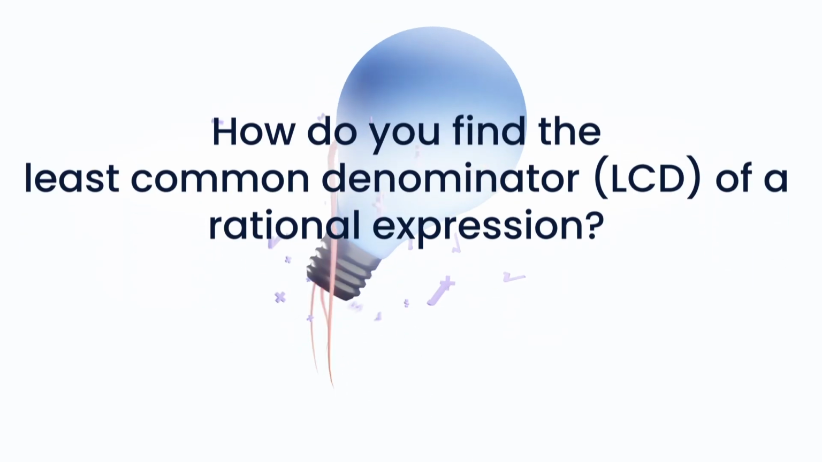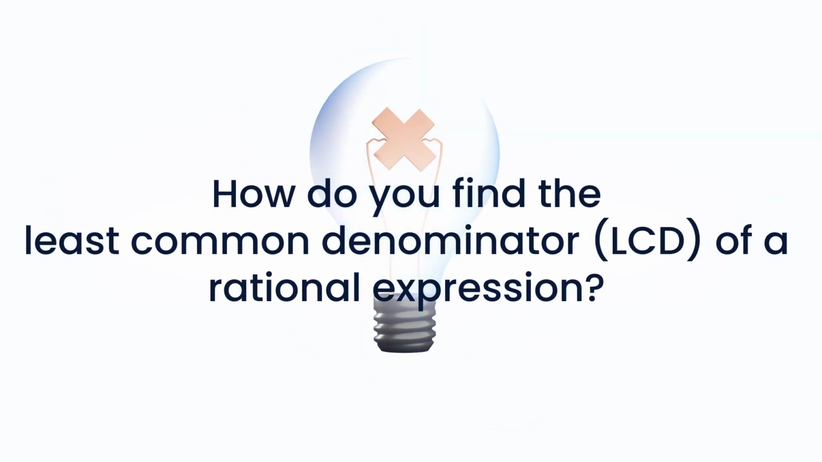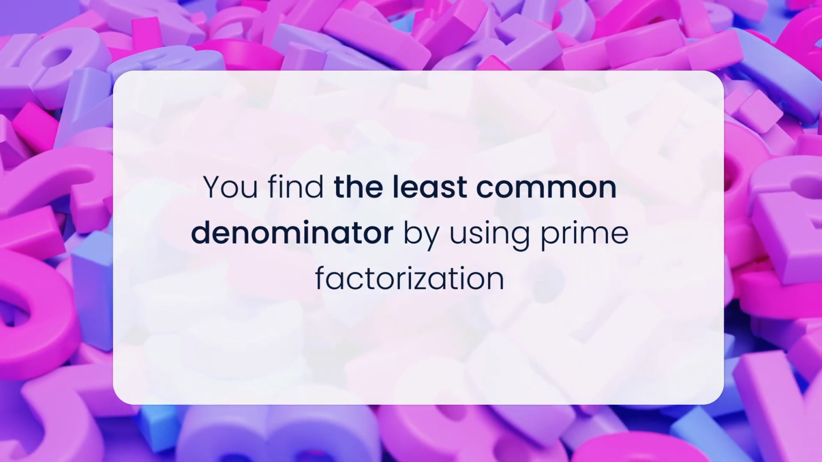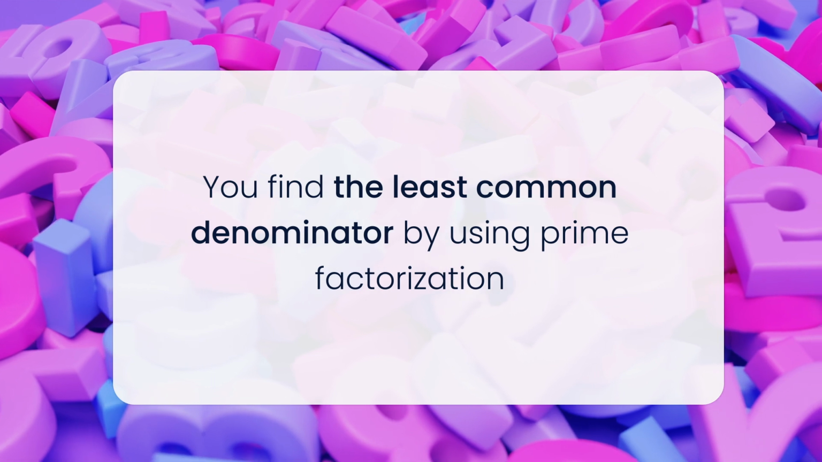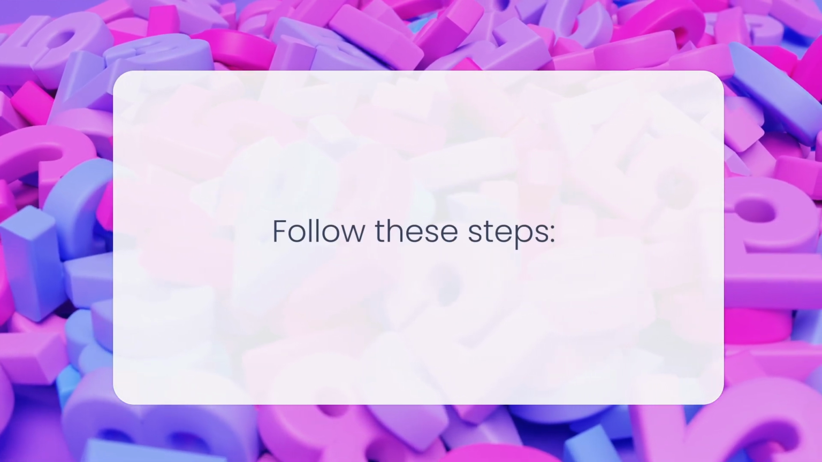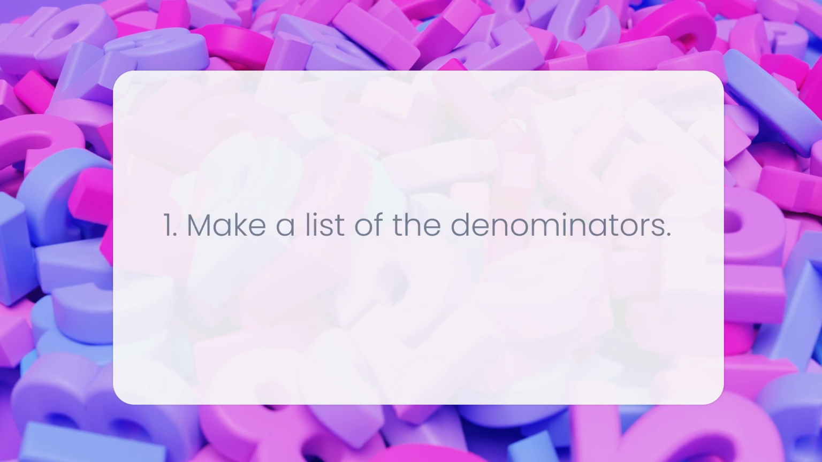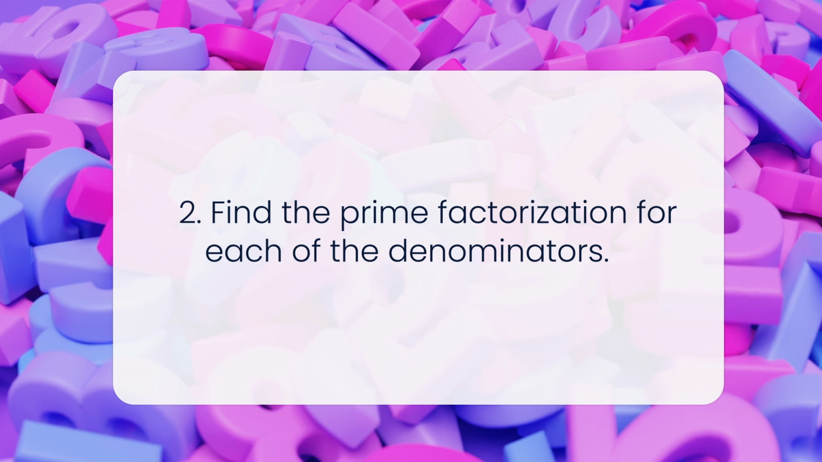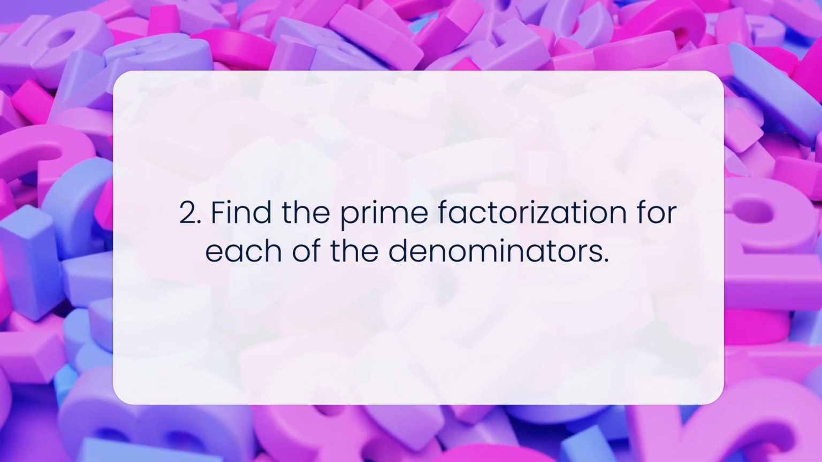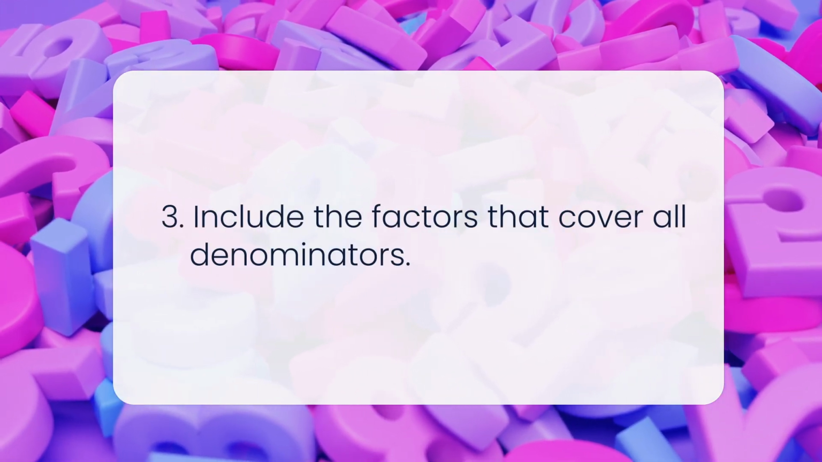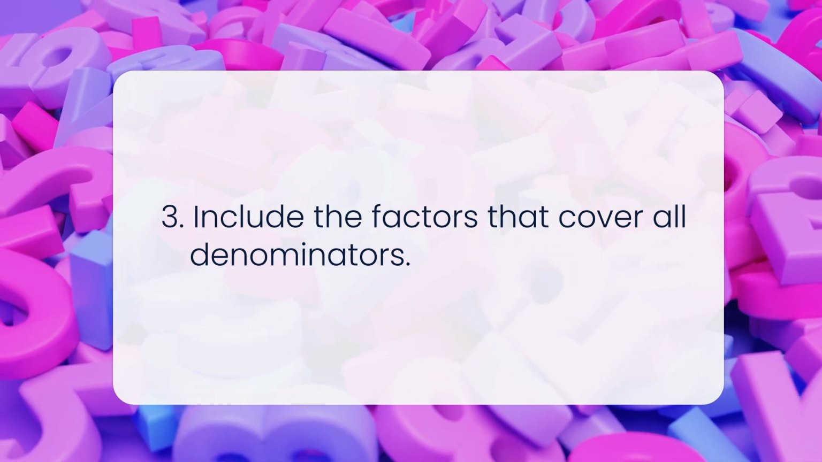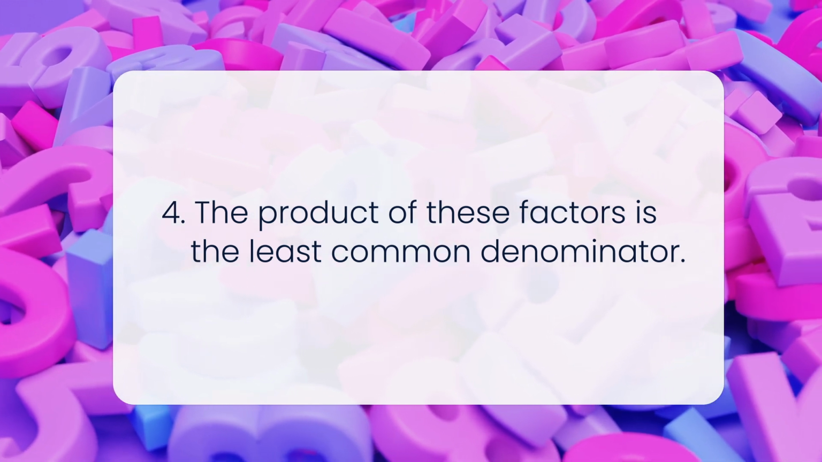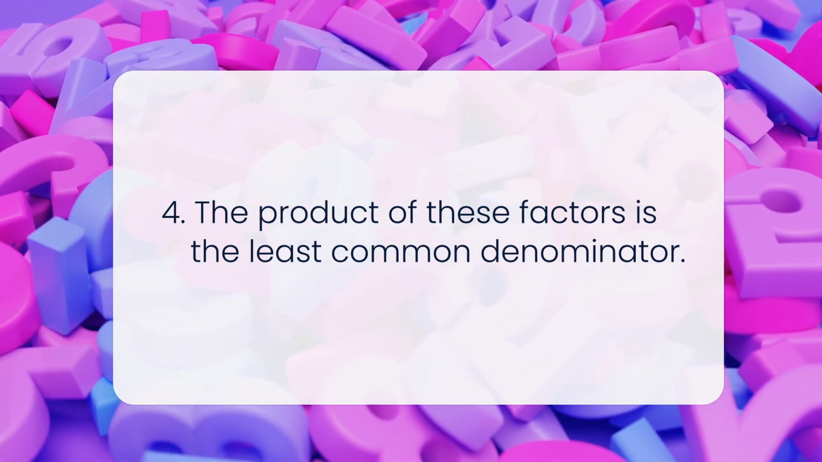How do you find the least common denominator, LCD, of a rational expression? You find the least common denominator by using prime factorization. Follow these steps. 1. Make a list of the denominators. 2. Find the prime factorization for each of the denominators. 3. Include the factors that cover all denominators. 4. The product of these factors is the least common denominator.